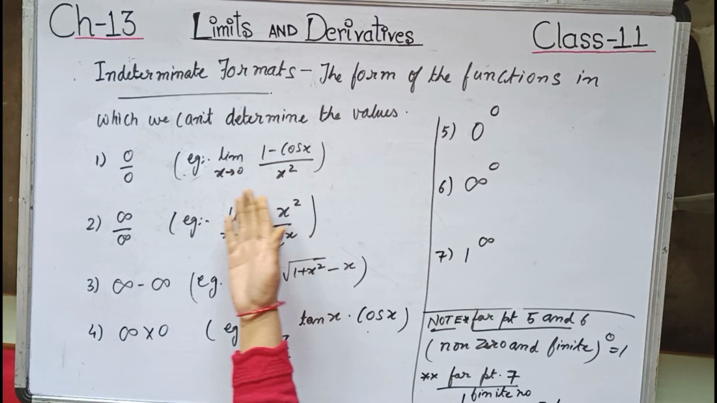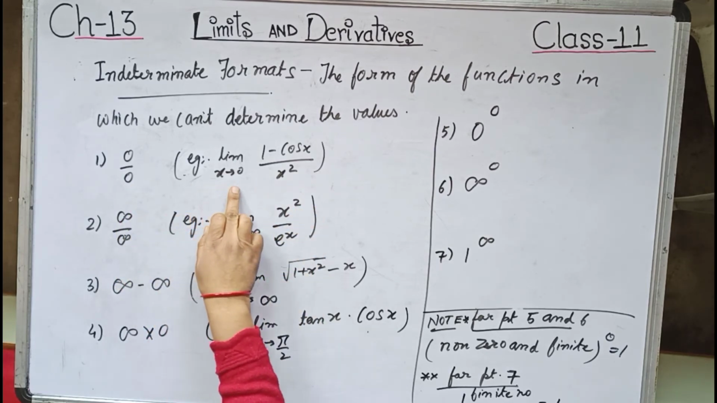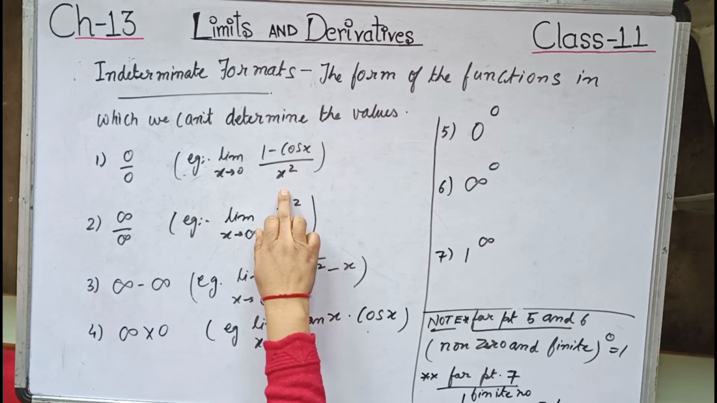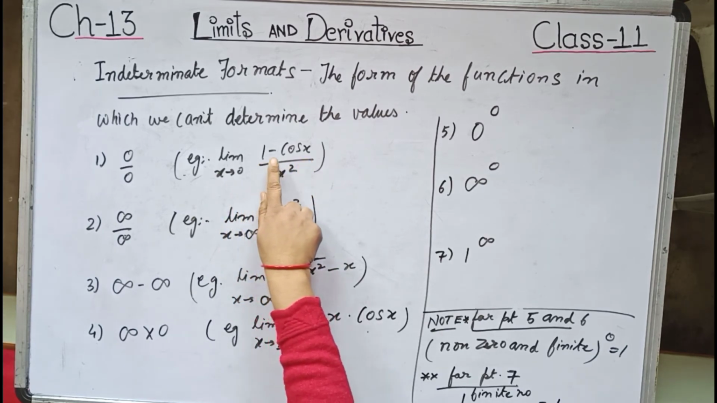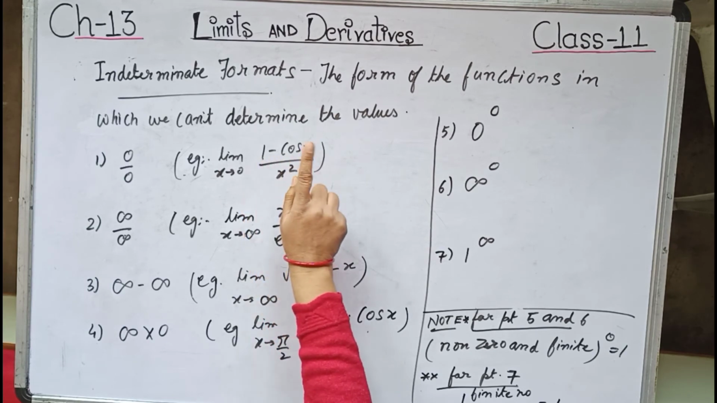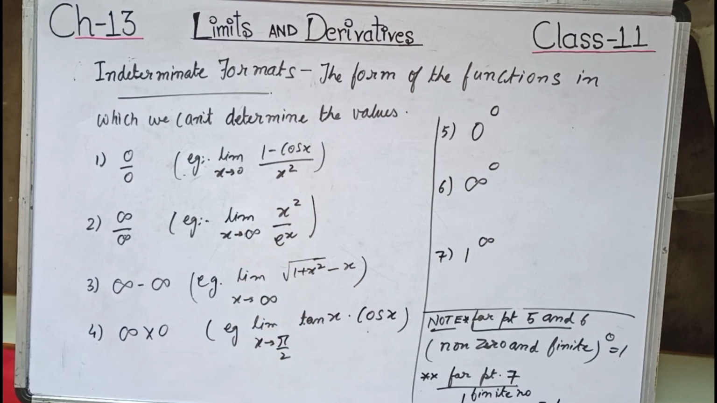For example, I have created few functions: limit x tending to 0, (1 minus cos x) by x square. So if we put x is equal to 0 over here, you can see cos 0 is 1, so 1 minus 1 is 0, and over here x is 0, then it will be taking the form of 0 by 0. Infinity by infinity. Example, limit x tending to infinity, x square by e power x. So if we put x is equal to infinity over here, we will be getting infinity by infinity form.